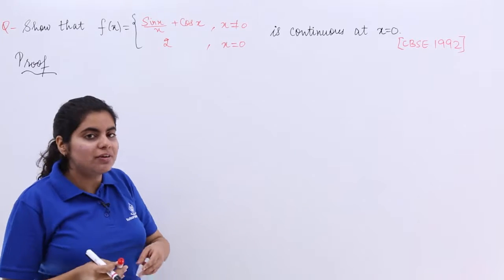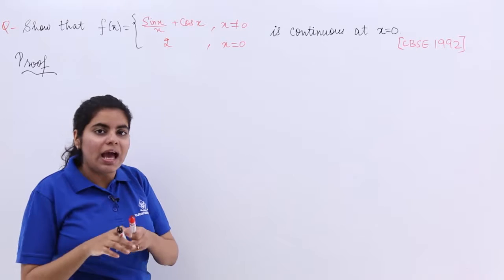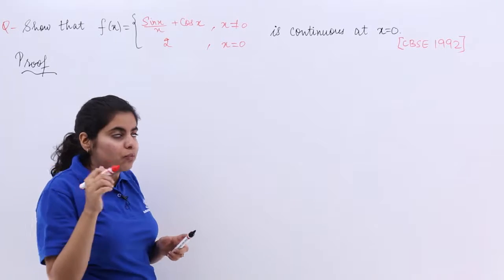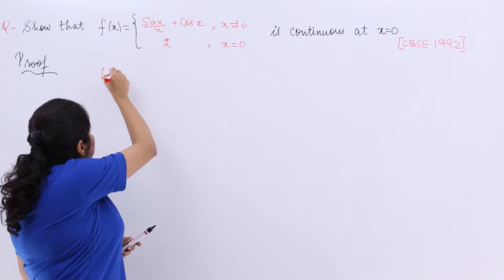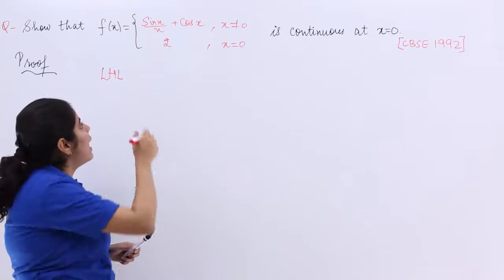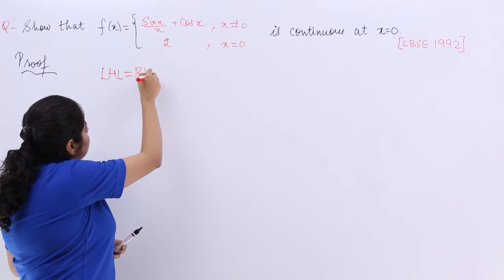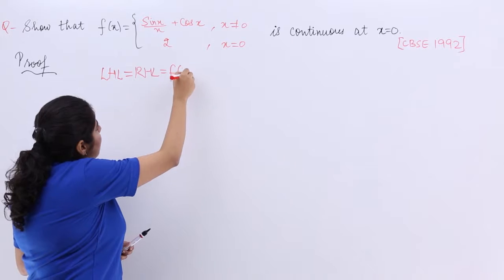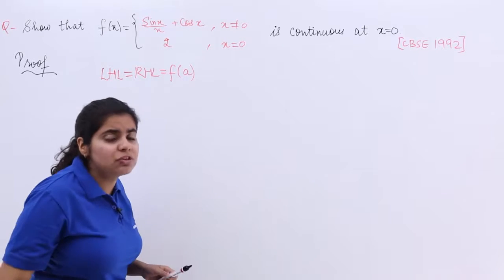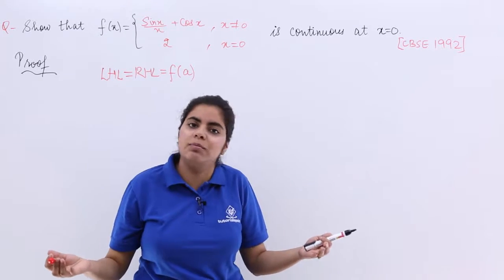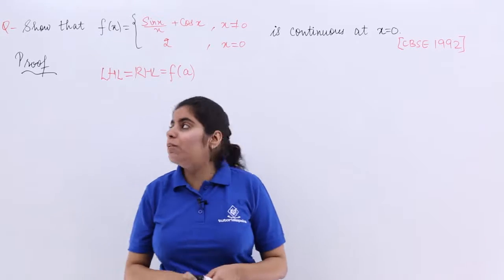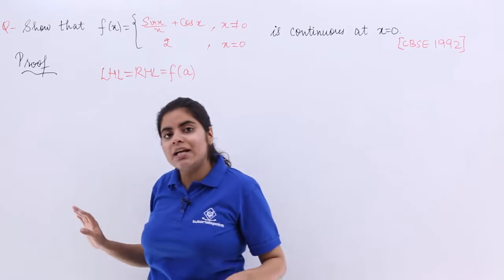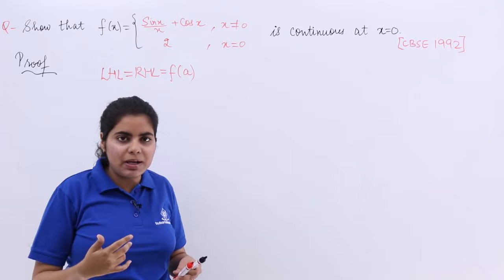Now the function value is divided into two halves. And for continuity, I already know what must be the case. The case must be that the left hand limit and the right hand limit and the function value at that particular point which we are talking about, all these three must be equal. If these three are equal, yes, the condition of continuity is satisfied. Now let's start by checking.